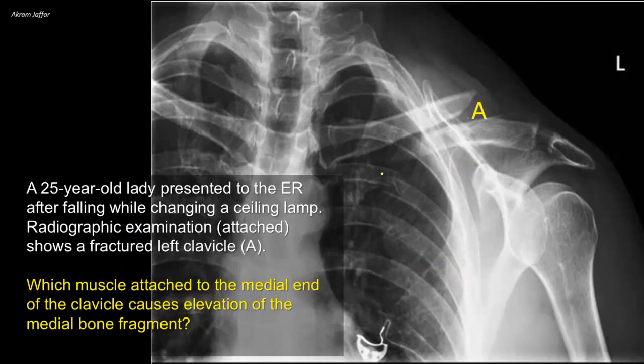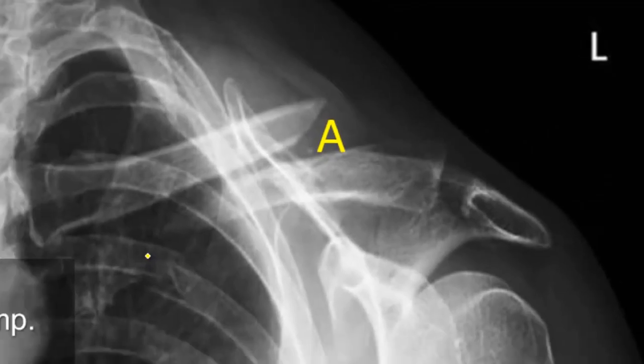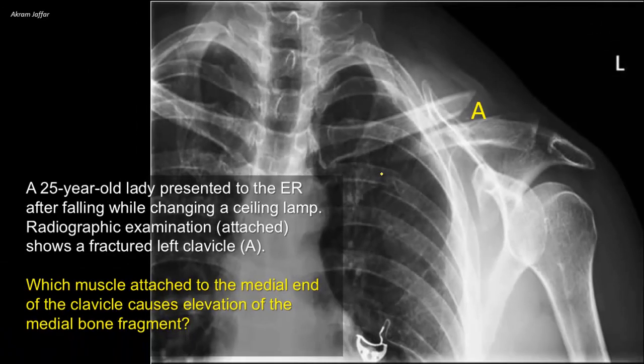A 25-year-old lady presented to the ER after falling while changing a ceiling lamp. Radiographic examination attached shows a fractured left clavicle in A. Which muscle is attached to the medial end of the clavicle that causes elevation of the medial bone fragment?